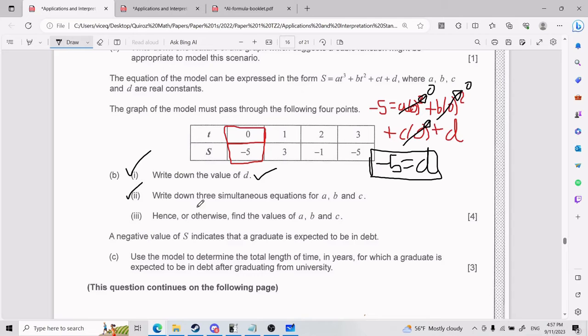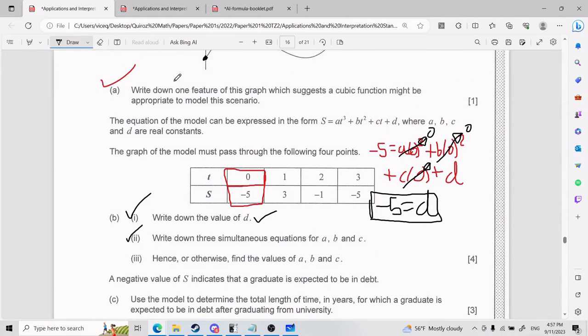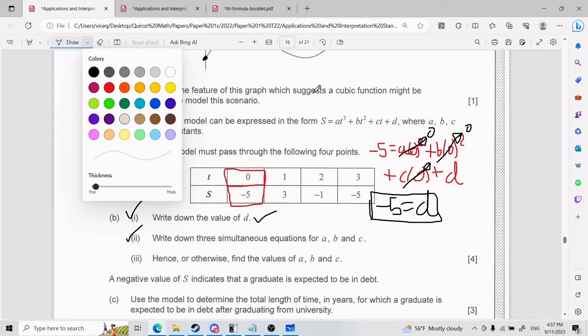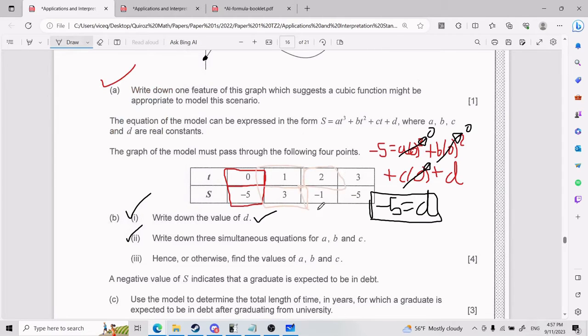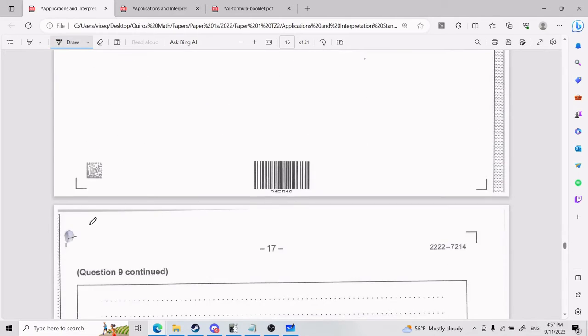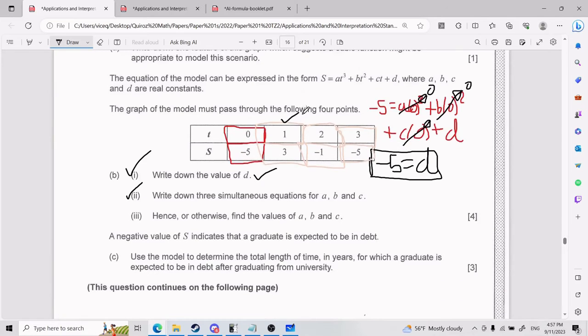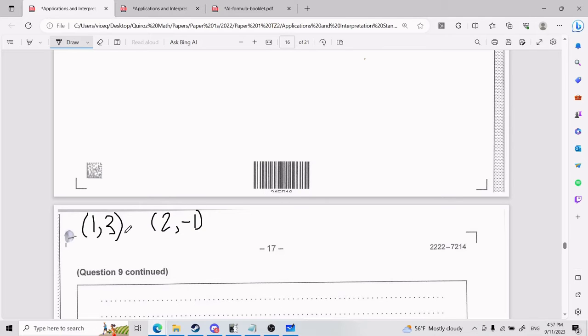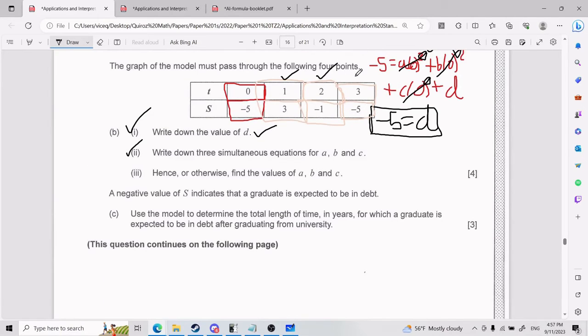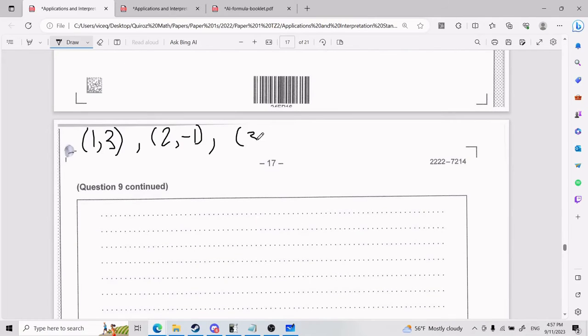Part b, part ii is to write down 3 simultaneous equations for a, b, and c. So I just used the first point to find the y-intercept, to find d. For the other 3, I can use this one, and this one. Now, I will tell you right away, this exercise gets messy, and it's supposed to get a little messy. Point is, I have 3 points. I have 1, 3, which is this one here. Then I have 2, -1, which is this one here. And then I have 3, -5, which is this one here.